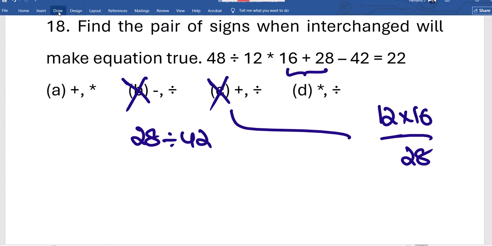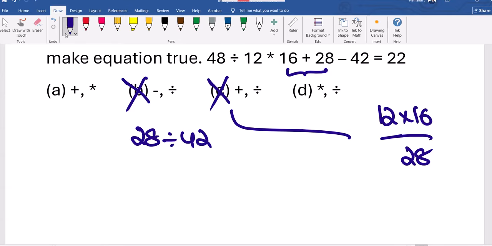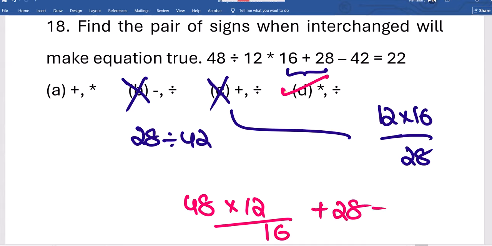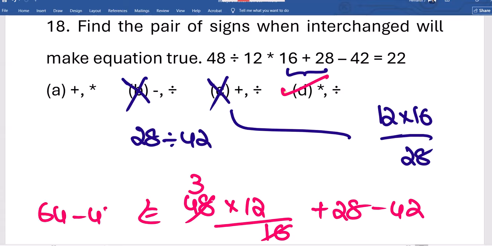Now I have to try A. If A is not giving the answer, then I should go with D. In fact, D is correct if you check it out. D: 48 multiplied with 12 divided by 16 plus 28 minus 42. This is 36. 36 plus 28 will give 64. 64 minus 42 is nothing but 22. Satisfies option D. Plus and multiplication, division must be interchanged.